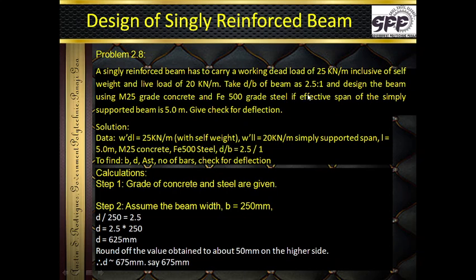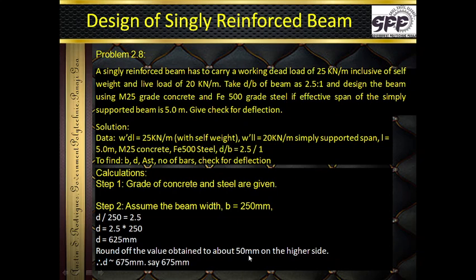Now they have told us to take the ratio of the effective depth of the beam to the width as 2.5:1. So D upon B is 2.5. So D upon 250 is 2.5. So D becomes 2.5 into 250, that is after cross multiplying. So D becomes equal to 625.